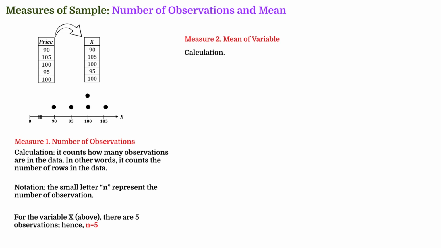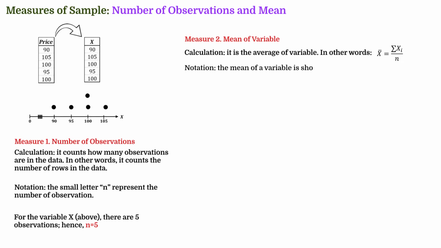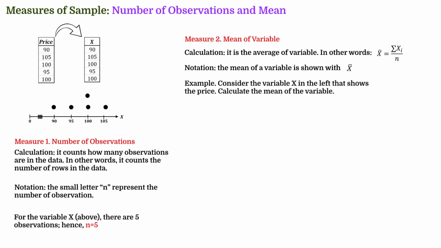Measure 2, mean of variable. Calculation. It is the average of variable. In other words, x bar is summation of x divided by number of observations. Notation, the mean of a variable is shown with x bar. The bar over the variable shows that. Example, consider the variable x in the left that shows the price. Calculate the mean of variable.